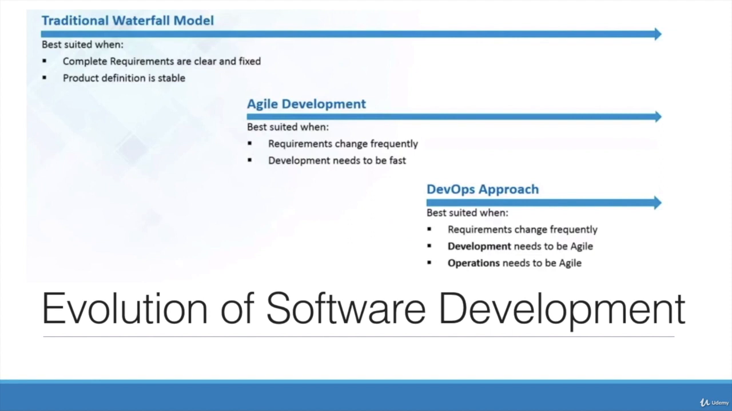In the earlier time when software development started, there were different kinds of models, different kinds of software development life cycles. The most popular software development life cycle was the traditional waterfall model. In the waterfall model, first we gather the requirements in the planning phase, then we do the coding, then we do the testing, then maintenance. So this is the complete product life cycle of the traditional waterfall model.